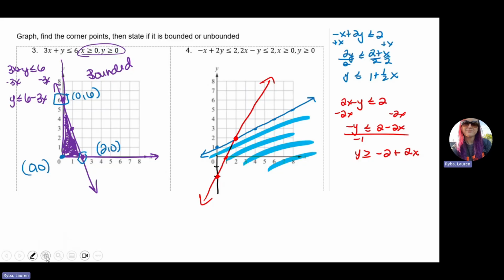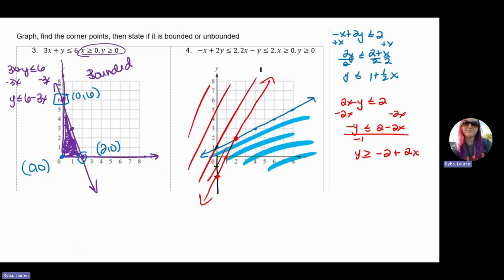So this one wants greater than, so we're going to be shading above the line here. So we're at negative 2. Y is greater, we're going to be up this way. So far our shaded area is down just in this lower left corner.